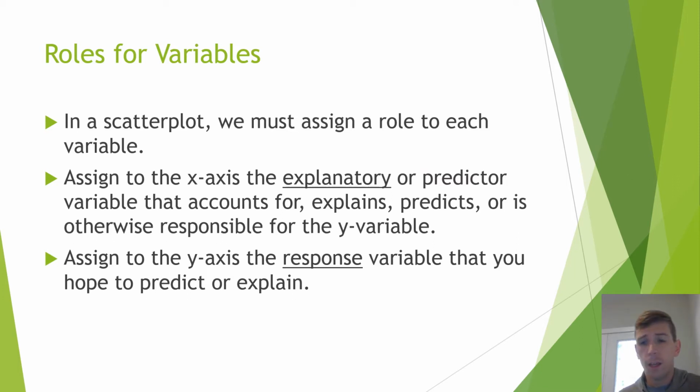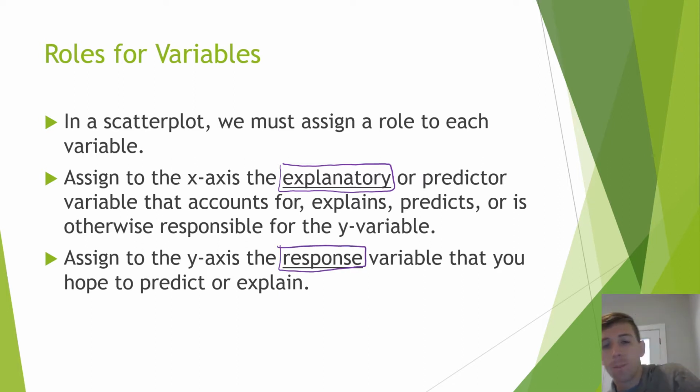So in every scatter plot, the variables have an assigned role. The ones we put on the x-axis, that's what we call the explanatory variable. The corresponding one that we put on the y-axis, we call the response variable. And when you're choosing these, you want to think about how the explanatory variable explains or predicts what's going on with that response variable.